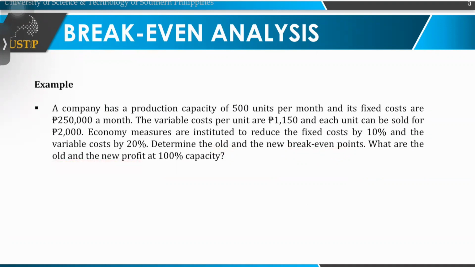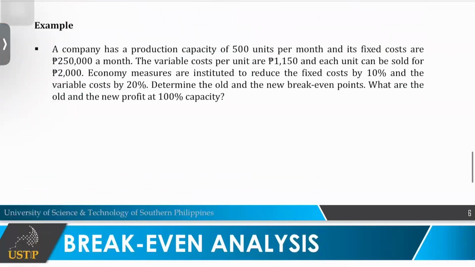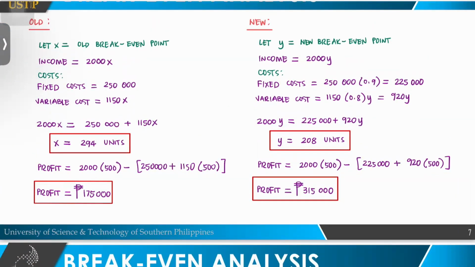So we will find the profit of the old setup. It says that the production capacity is 500 units per month, so that means that is what is produced per month. If we multiply that by 500. By the way, before we solve for the profit, the break-even point is 294, so any number beyond 294 will surely be a positive profit.